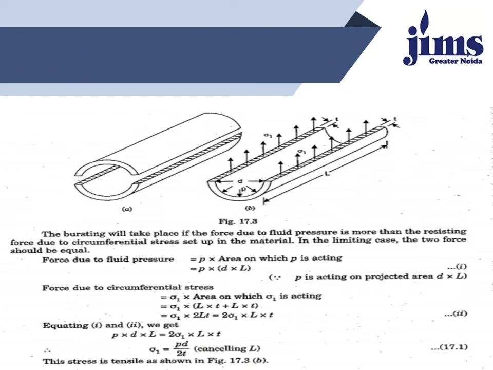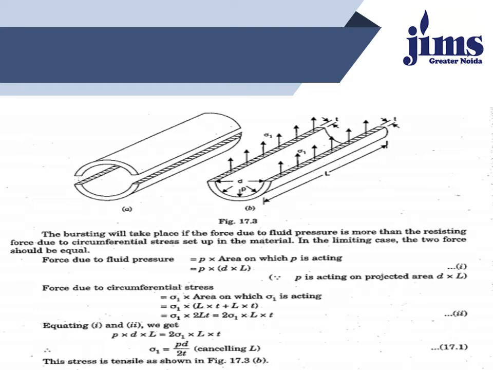Bursting will take place if the force due to pressure is more than the resisting force due to the circumferential stresses set up in the material. In the limiting case, these two forces should be equal. The first one is the force due to fluid pressure, which is equal to pressure multiplied by the area on which P is acting. So it is equal to P multiplied by D multiplied by L, where D is the diameter and L is the length of the cylinder. P is acting on the projected area, D multiplied by L.